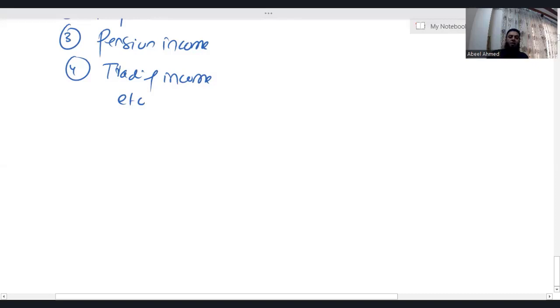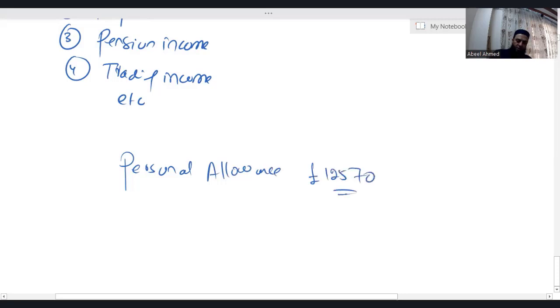Only those individuals are required to pay tax in the UK who have earnings of more than £12,570, which is called the personal allowance. So in Finance Act 2023, the personal allowance is 12,570, which means that only those individuals are required to pay tax if their earning is more than 12,570. And this personal allowance was also in Finance Act 2022. But obviously you are studying Finance Act 2023. So whoever has earnings of more than 12,570 will have to pay tax.